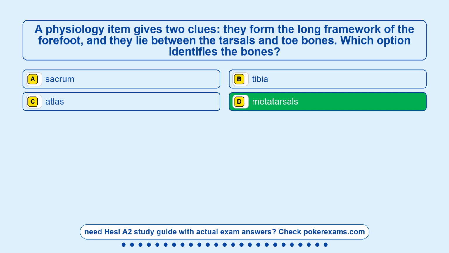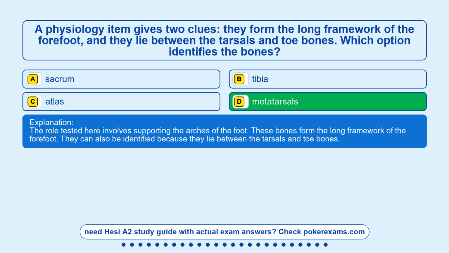The correct answer is option D, metatarsals. The role tested here involves supporting the arches of the foot. These bones form the long framework of the forefoot. They can also be identified because they lie between the tarsals and toe bones.